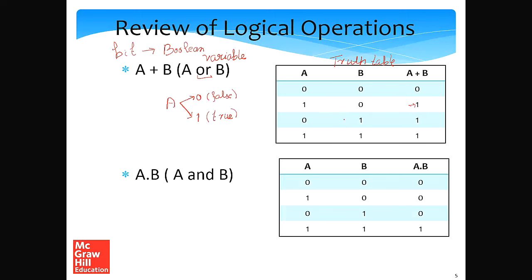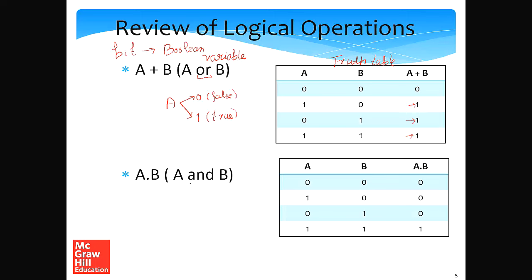Similarly, a symmetric situation holds over here: if A is 0 and B is 1, at least one of them is 1. So A or B here is also equal to 1. Finally, if A is 1 and B is 1, at least one of them is 1 is correct. So the final output is 1. So this is the OR logic. The OR logic basically says that only if A is equal to 0 and B is equal to 0 is the final output equal to 0. Otherwise, it is equal to 1 in all cases.